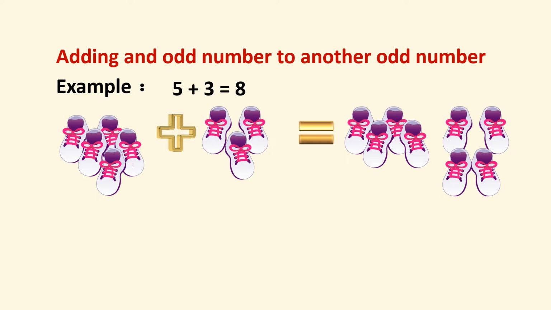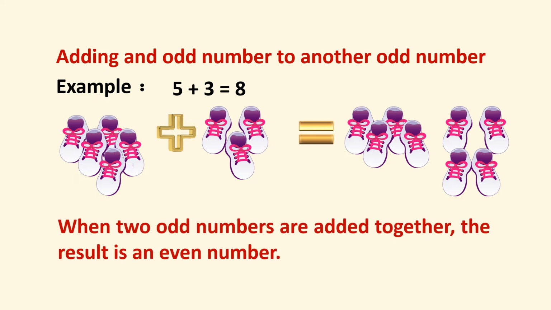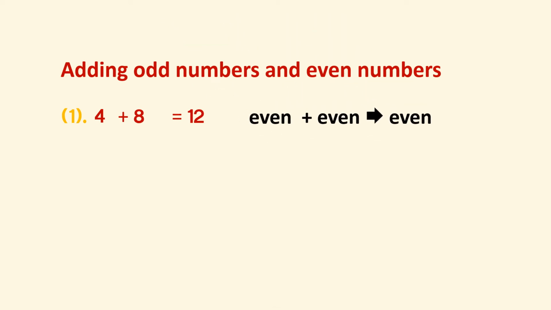So here I have added two odd numbers together. As the result, I got an even number. So I can say when two odd numbers are added together, the result is an even number. Now we'll get all four together. 4 plus 8 equals 12. That means even number plus even number equals another even number.